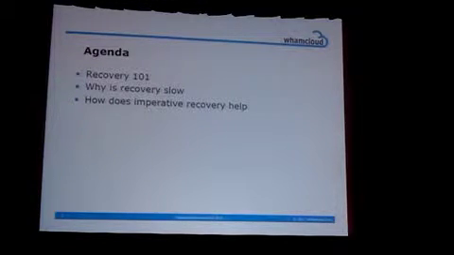Okay, so first of all, I'm going to talk about the background on recovery, so we call it Recovery 101. And then I'm going to talk a bit about why recovery is slow in the current implementation. Then I'm going to talk about how imperative recovery helps accelerate the recovery process. And finally, I'm going to dive into the implementation a little bit.